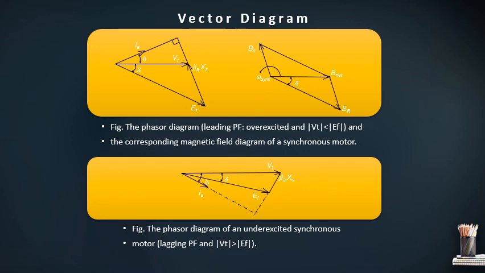Next, the second diagram is the phasor diagram of an underexcited synchronous motor, meaning lagging power factor. In this diagram, we can see that Vt is greater than EF.